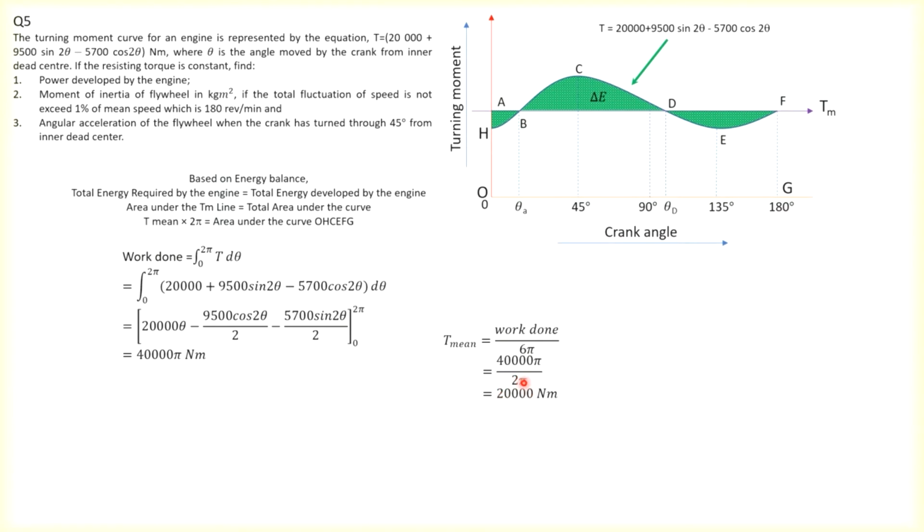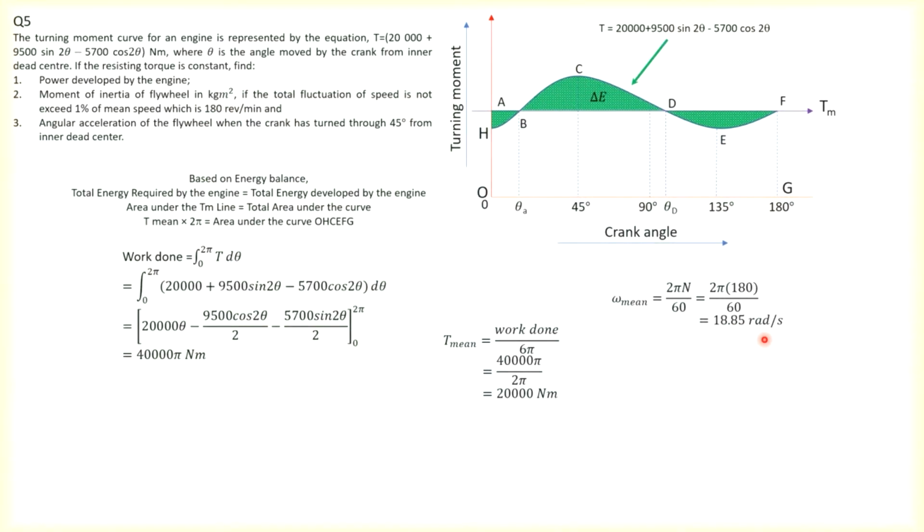So you get T mean as roughly 20,000 Newton meter. It depends on whether you take pi or 2 pi; it's the same. Then your mean speed will be 2 pi n over 60, where the speed is 180 revolutions per minute, given in the question here. So that would be the mean speed in radians per second.